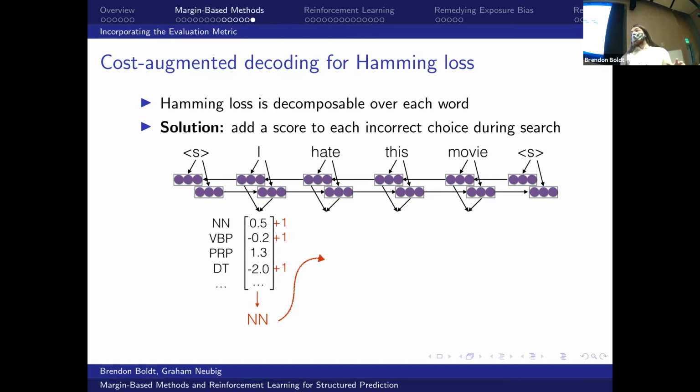This is the last slide I have on margin-based methods and the structured perceptron. So if anybody had questions on this part, I'd be happy to take them. Yeah.